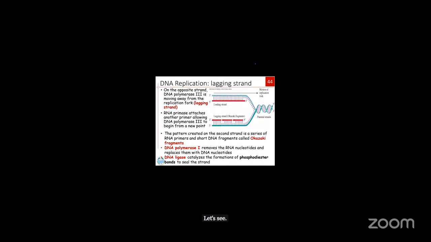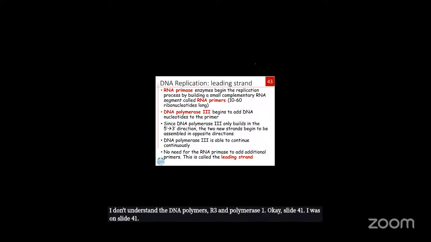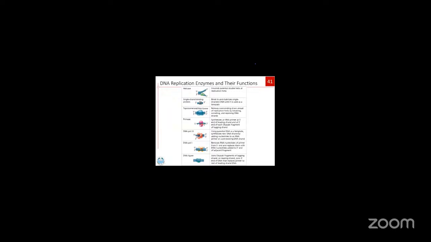Can you recap very fast? I'm confused about this part of replication. Slide 41. I don't understand DNA polymerase 3 and polymerase 1. Okay, slide 41. I was on slide 41. There's nothing to explain on slide 41. Please go and read up on this.